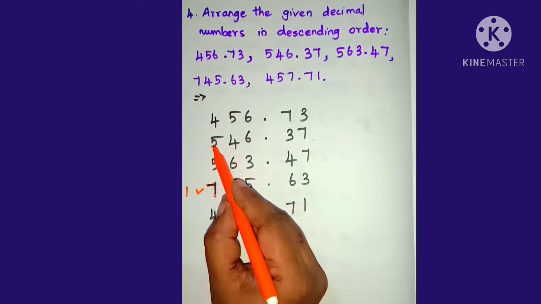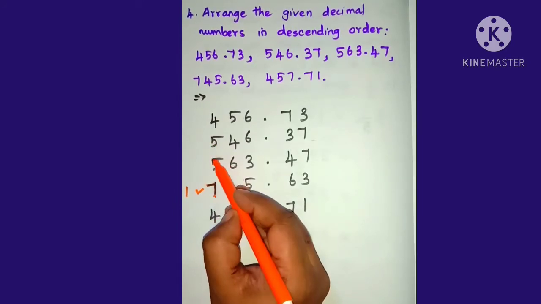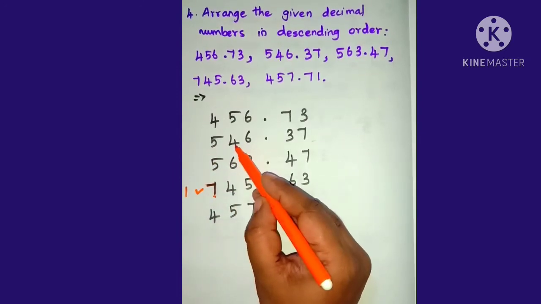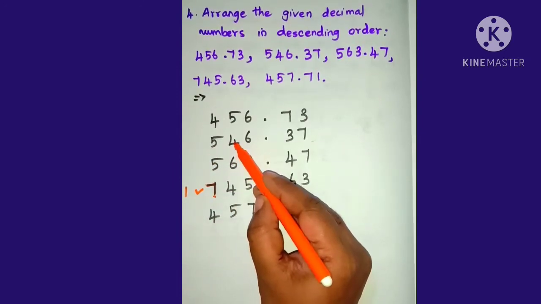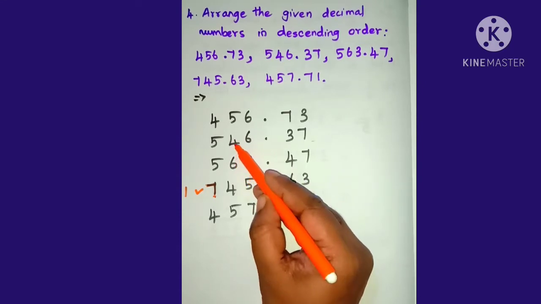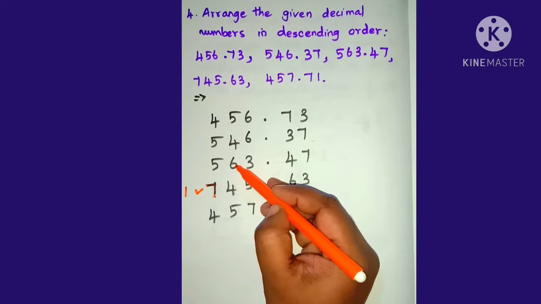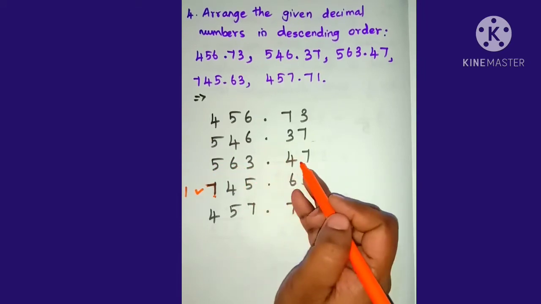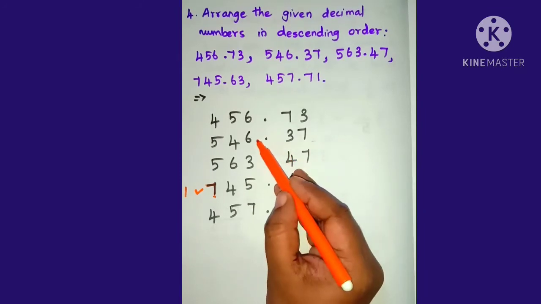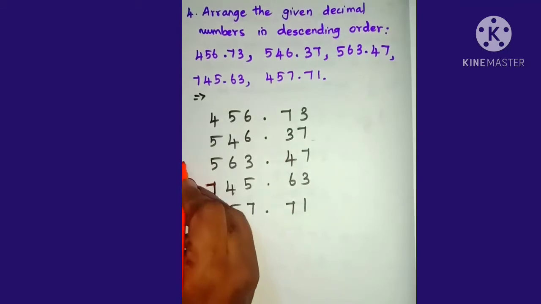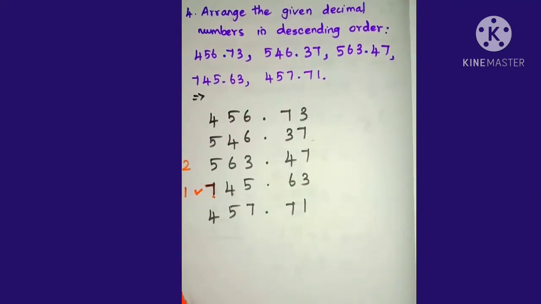So the digits in the hundreds place are equal. So we have to compare the tenth place. So the tenth place is here 4 and here 6 is there. So which is the highest number? 6. So 563.47 is greater than this number, 546.37. So this is the second greatest number.